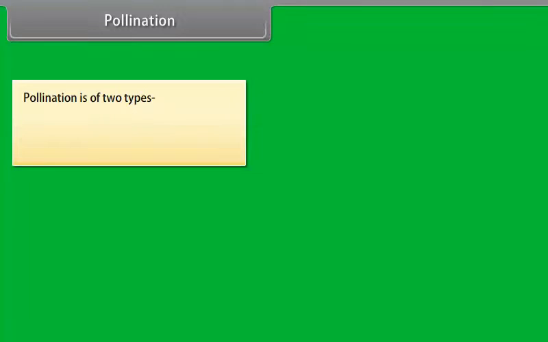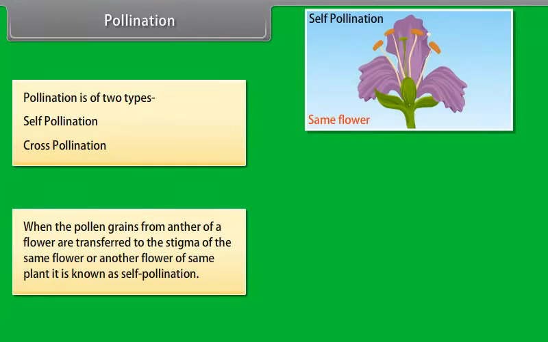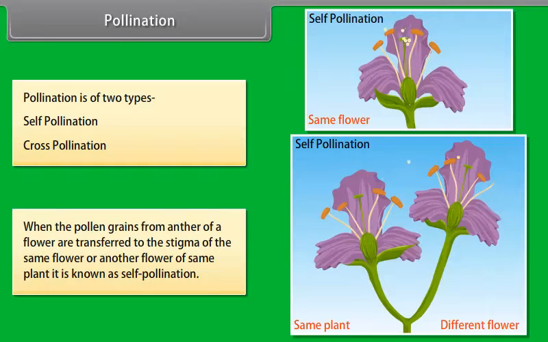Pollination is of two types: self-pollination and cross-pollination. When the pollen grains from the anther of a flower are transferred to the stigma of the same flower or another flower of the same plant, it is known as self-pollination.